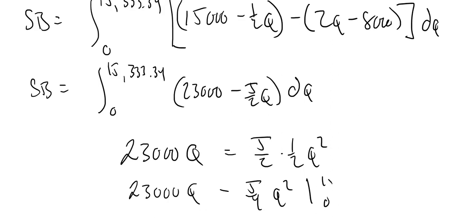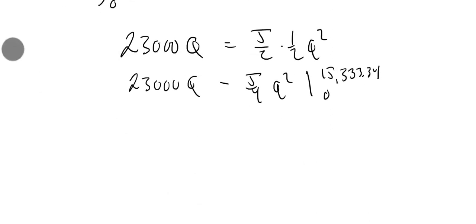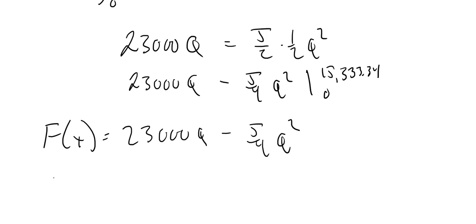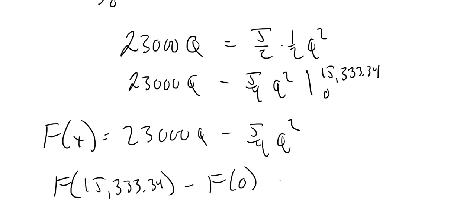15,333.34. So the rest we would simply do in Desmos. We would let f of x in Desmos be 23,000 Q minus 5/4 Q squared. And then we want to find f of 15,333.34 minus f of 0. And that, whatever that comes out to be, that would be your answer. I'll let you figure that part out.